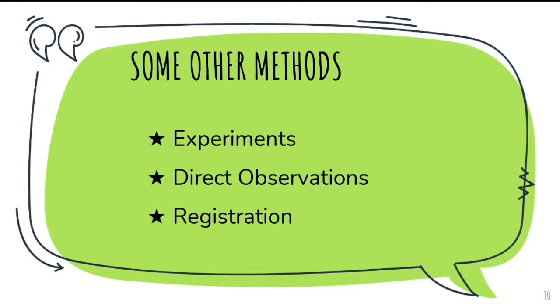Here are some other methods. Experiments, where you collect data in a controlled environment, laboratories. Then you also have direct observations, especially if you're dealing with attitudes, and registration, where you simply go to any government agencies or companies. For example, in our university, you simply go to the registrar and request the information that you might need.